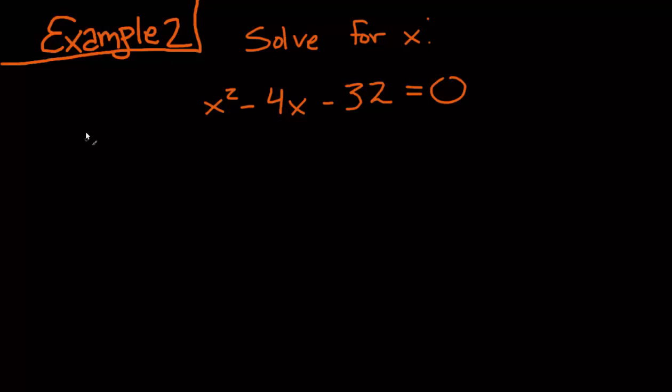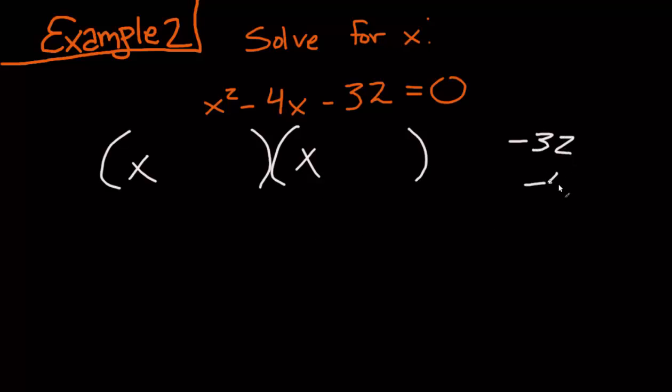Alright guys, we're over here at example 2. We've got another trinomial. It looks a lot like example 1. So let's go ahead and just do exactly what we did to example 1. Alright, so we know that the first variables are going to be x. We need to find something that multiplies to negative 32 and adds to negative 4. Okay, let's go ahead and just start guessing.